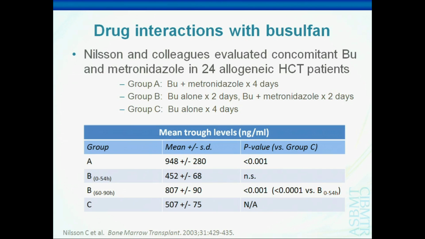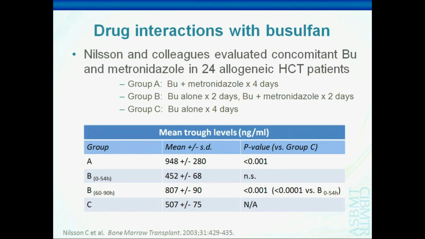This chart below just shows the mean concentrations, trough levels that were taken within each group. So our control down here with busulfan alone, mean trough level of about 507 nanograms per mil. If you compare that to Group A, where the patients were taking metronidazole and busulfan together, there's quite a significant increase in the mean trough level at about 950.